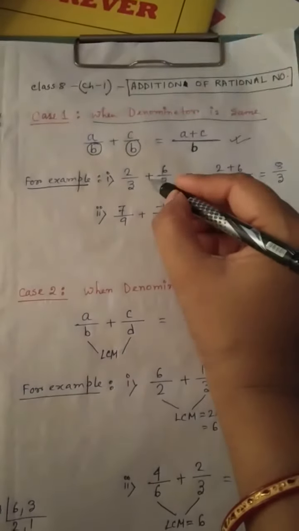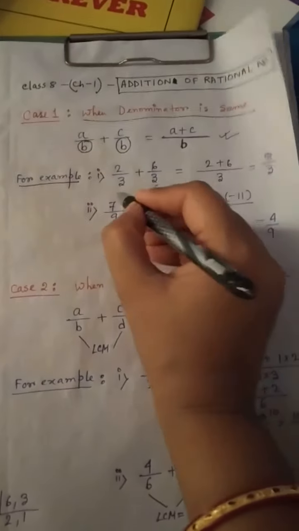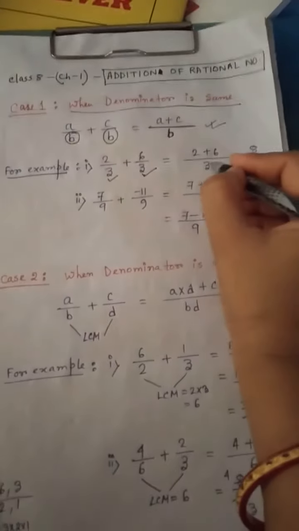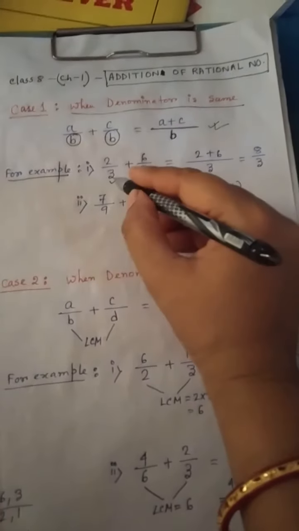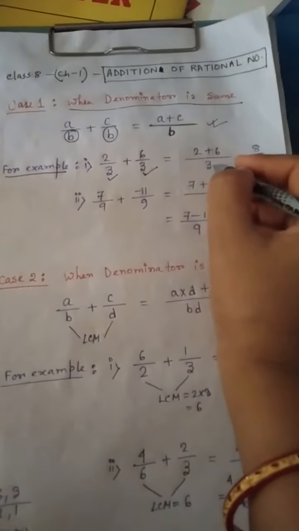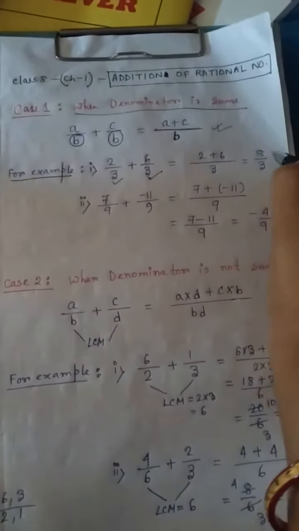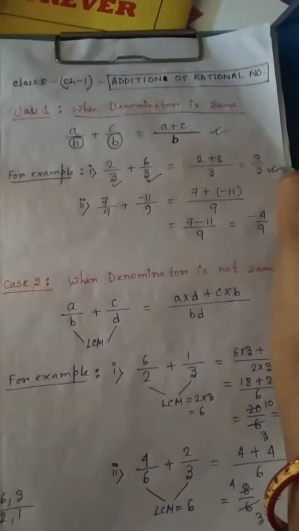2 by 3 plus 6 by 3. See here, the denominators are the same, so we put the denominator here. That means the LCM of 3 and 3, obviously 3. Now put 2 plus 6. That means 8 by 3 is your answer.